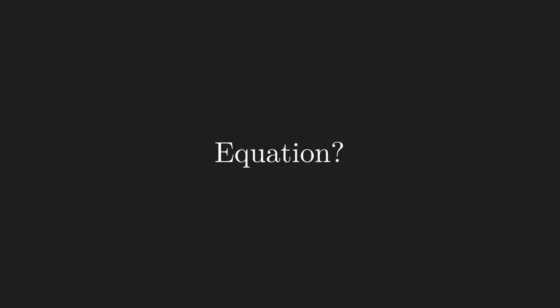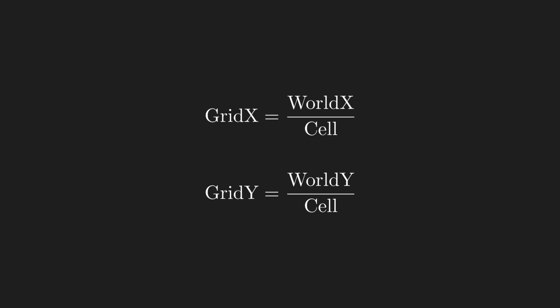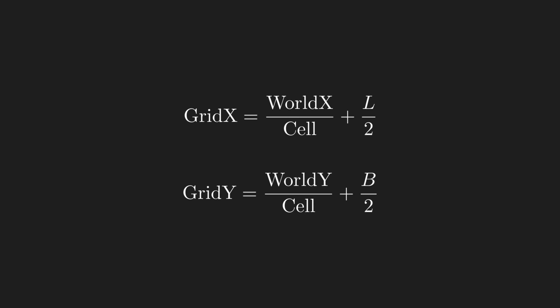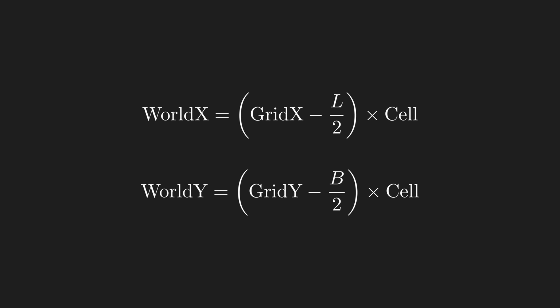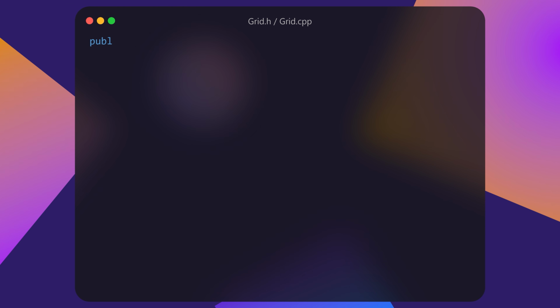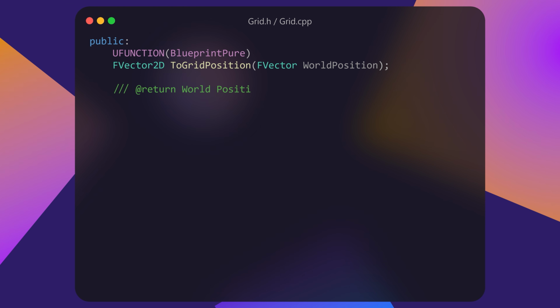First, let's convert world space to grid space. The very first thing that may come to your mind is to divide the world space by cell size. Great. But we still need to address the issue that our grid is not centered. To center, we simply add length or breadth halved. To obtain world space coordinates, we can easily rearrange the equation to make world space the subject. The code for both the functions is self-explanatory.